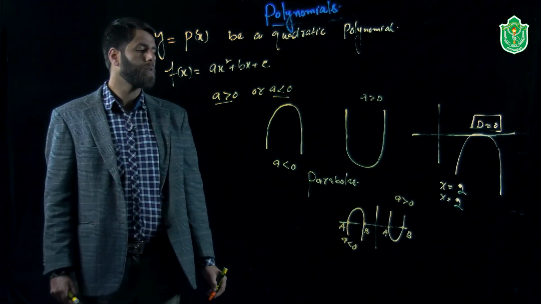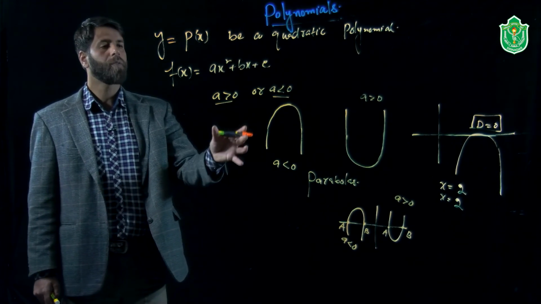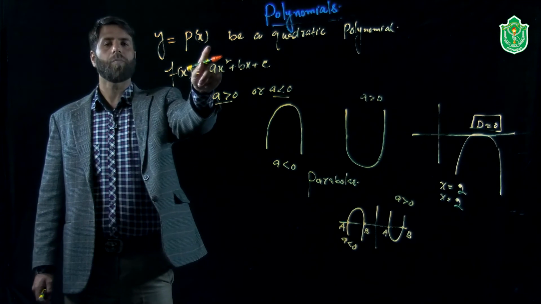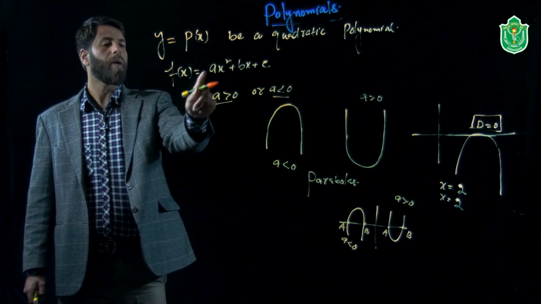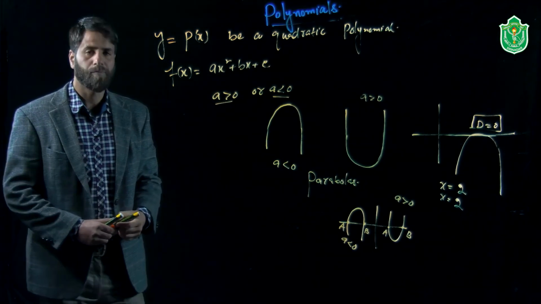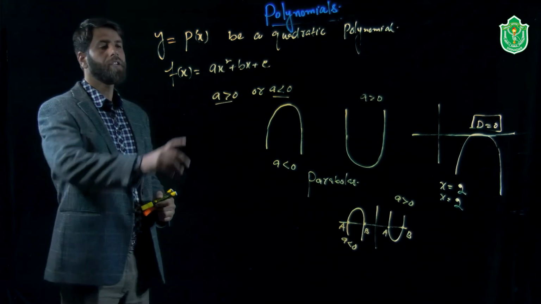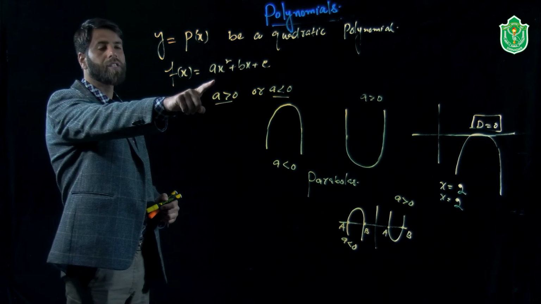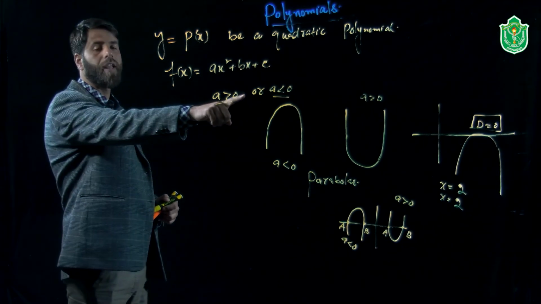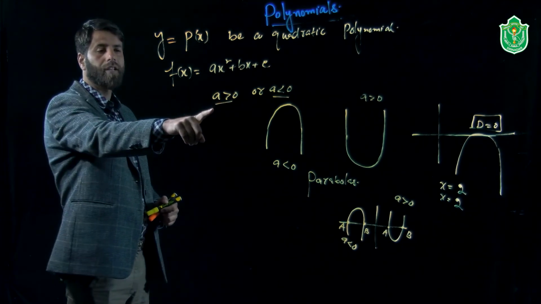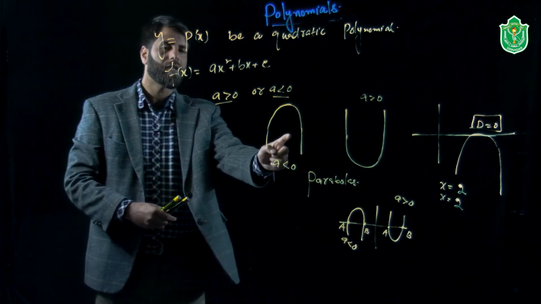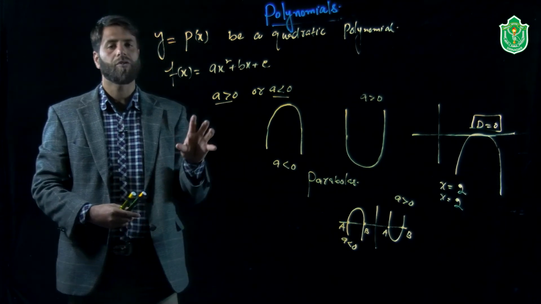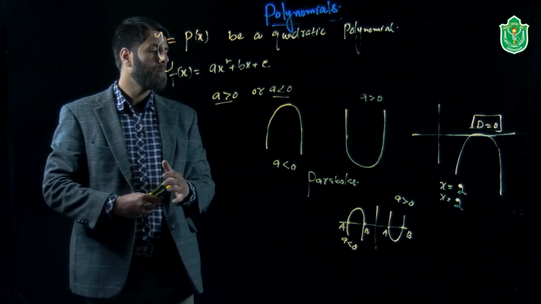So we have the quadratic polynomial like this. Quadratic polynomial is in the form of y is equal to p of x. It is in the variable x. It is defined as f of x is equal to ax square plus bx plus c. The condition is that it depends upon the sign whether a is greater than 0 or a is less than 0. If a is greater than 0, it gives us this, and if a is less than 0, it gives us this figure. These two curves, these are the two special curves. They are called the parabolas.